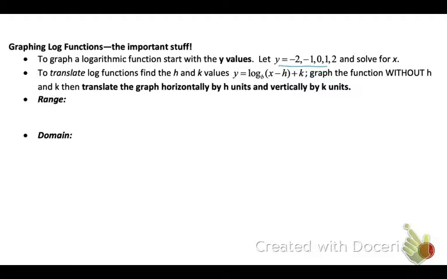In a log function, the range has all real numbers, and then our domain is what's limited. That'll become more clear as we graph some of these. Also, with a log, we will have a vertical asymptote rather than a horizontal asymptote like we had for exponentials.